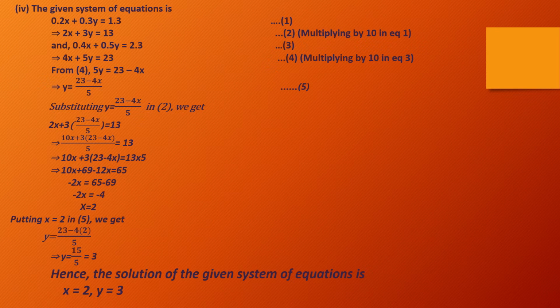On solving, we get y equals 15 upon 5. On solving, we get y equals 3. So after solving it, we get y equals 3. So hence the solution of the given system of equations is x equals 2 and y equals 3.